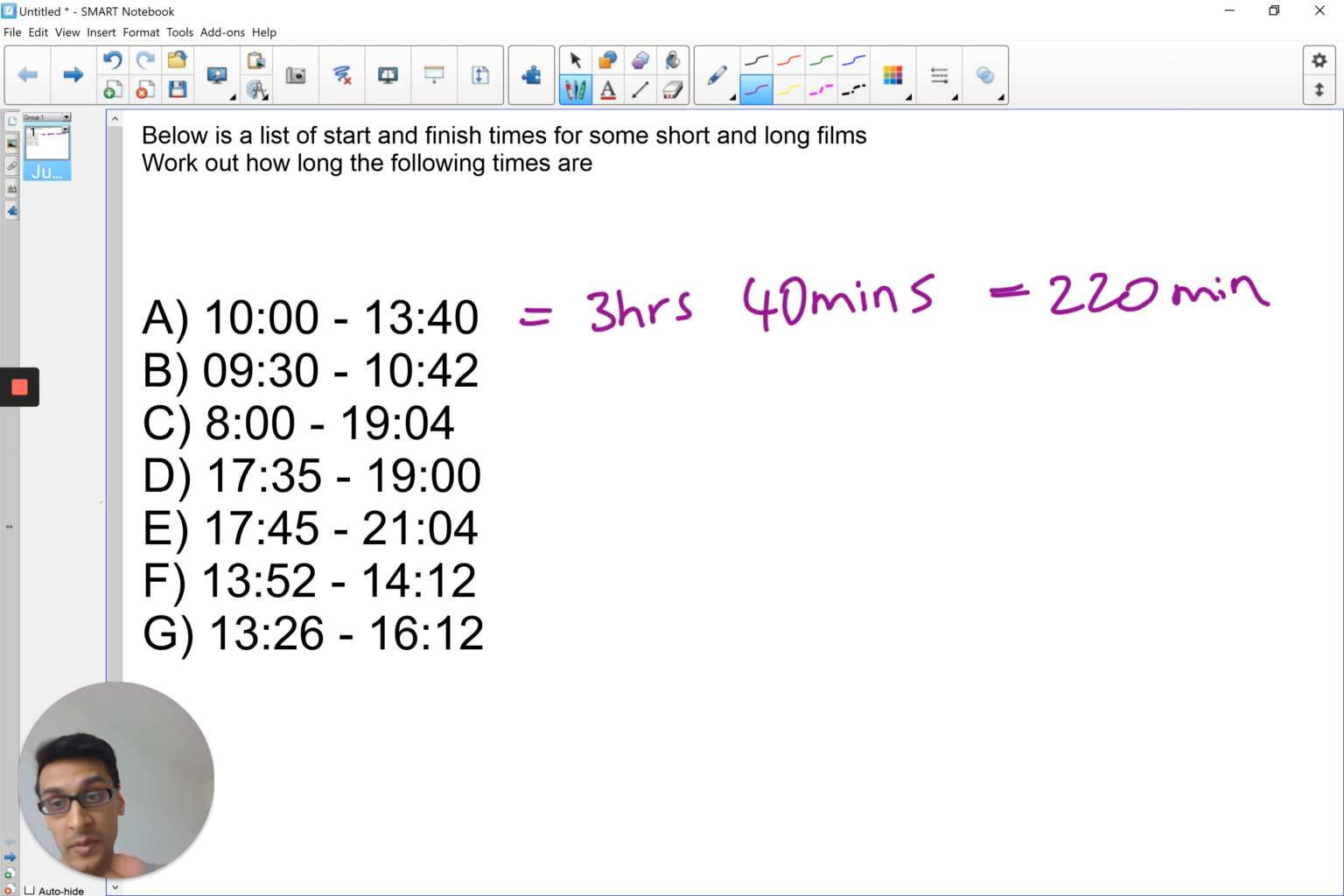Okay, next one. 9:30 to 10:42. A nice thing when you get half past or quarter to or quarter past is you can just round up by 15 minutes. In this case, I'm going to round up by half an hour. So 9:30 to 10 is 30 minutes. And then 10 to 10:42 is 42 minutes. So 30 plus 42 gives me 72 minutes.